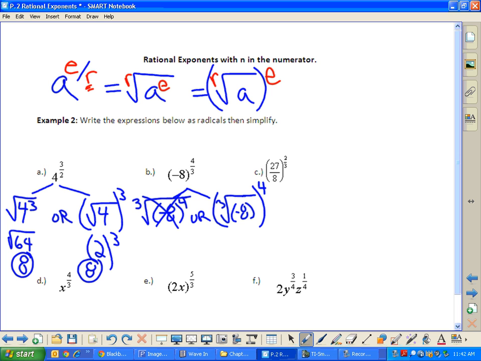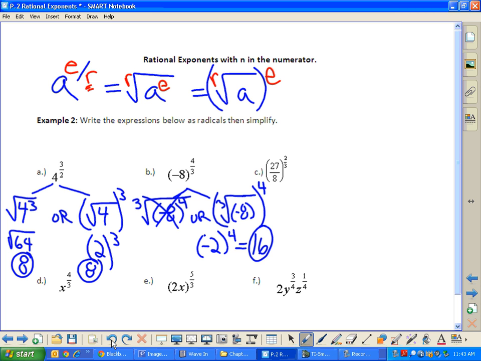Oh, I know what that is, because the cube root of 8 is 2. The cube root of 8 is 2. The cube root of -8 is -2. Raise it to the 4th power. And then I know what 2 times 2 times 2 times 2 is. That's just 16. So -2 all raised to the 4th power would be a positive 16. So you see how the second definition of a to the m over n actually worked out a little nicer, but you could use either definition.